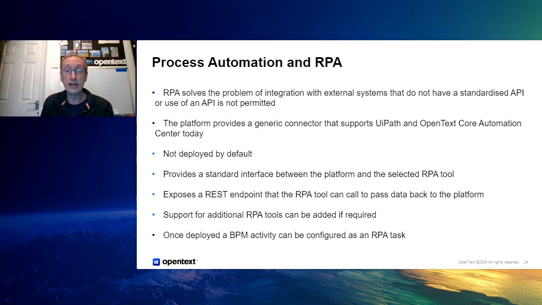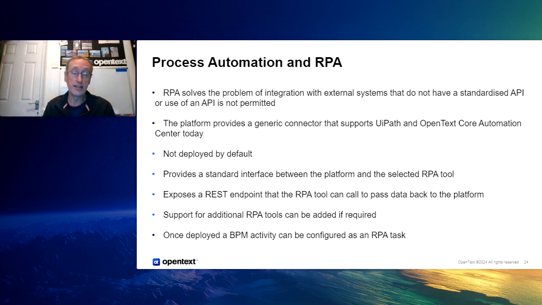So we have a generic connector that today supports UiPath and our own Automation Center. What it does is abstract out the connection, so that in your AppWorks process automation solution, it's a call to an RPA system, and then the connector handles which RPA system you're connecting to. It's not deployed by default because it's not a standard feature that everybody wants to use. Not everybody is using RPA in their business, but it's easy enough to deploy.